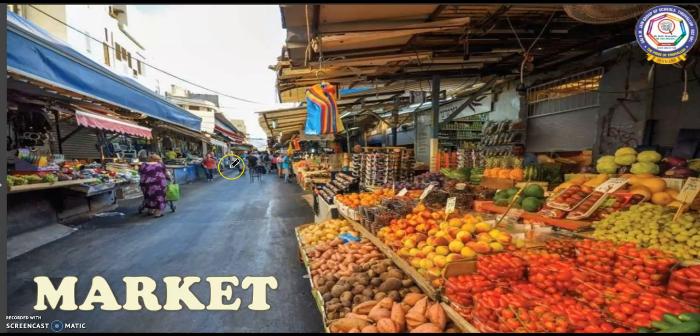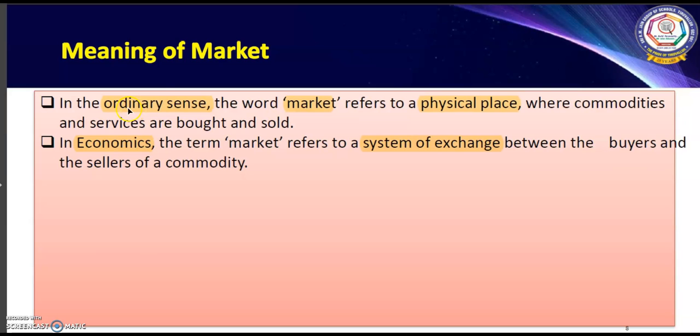Now, in this picture you can see a market. In the ordinary sense, the word market refers to a physical place where commodities and services are bought and sold. But in economics, it has a different meaning: it is a system of exchange between the buyers and the sellers of a commodity.